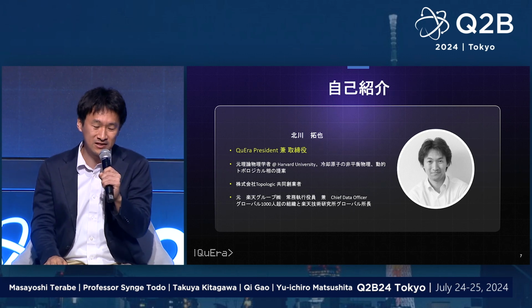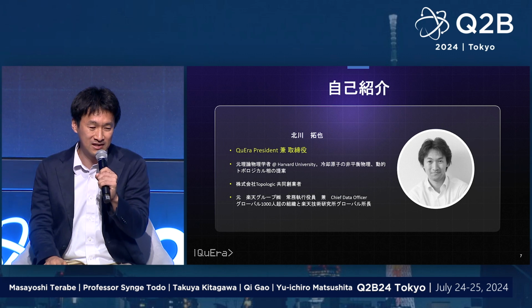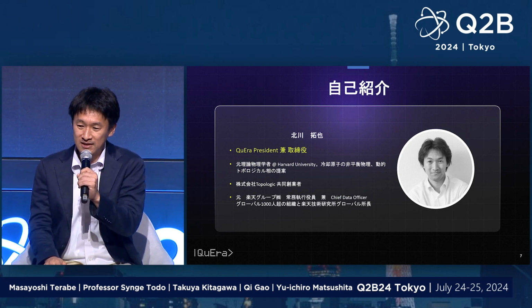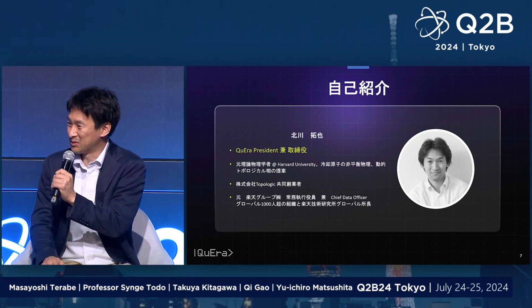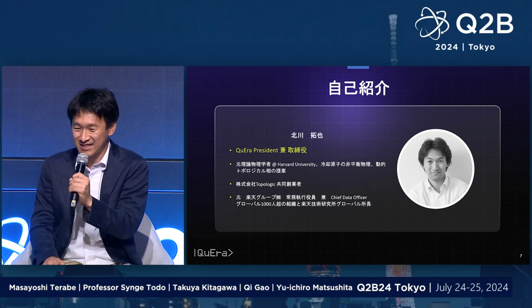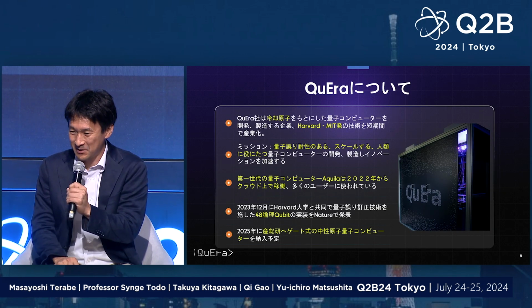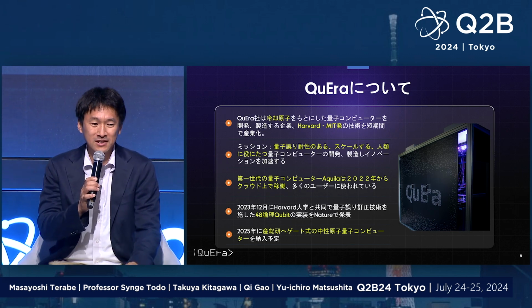My background is also cold atoms, as a theoretical physicist. After that, I joined Rakuten and served as an executive in charge of AI. AI is quite a buzz now, and I decided to move on to quantum, and I started this business last year.